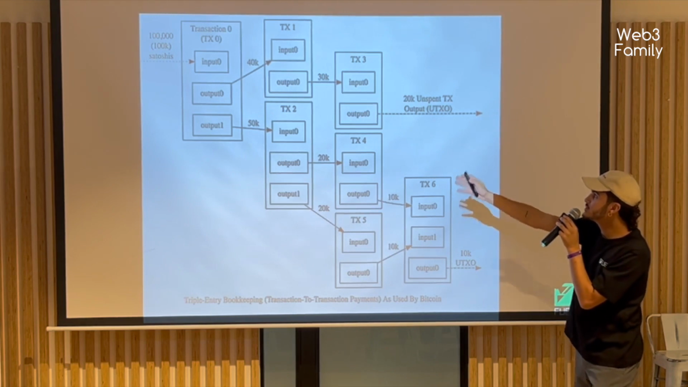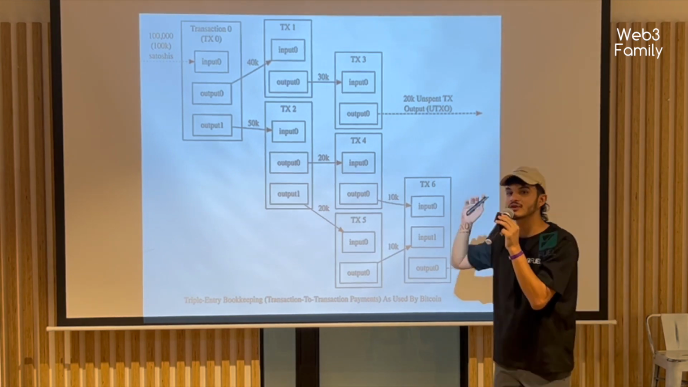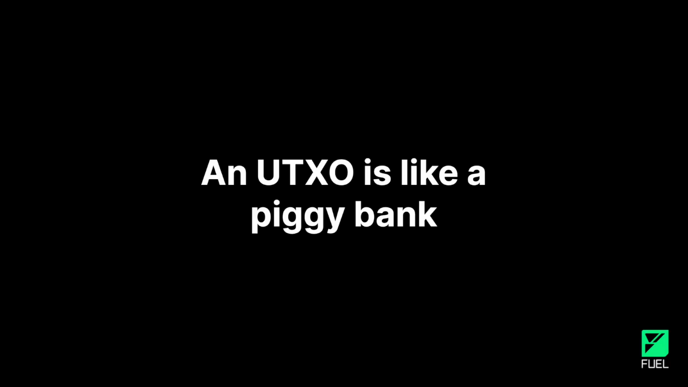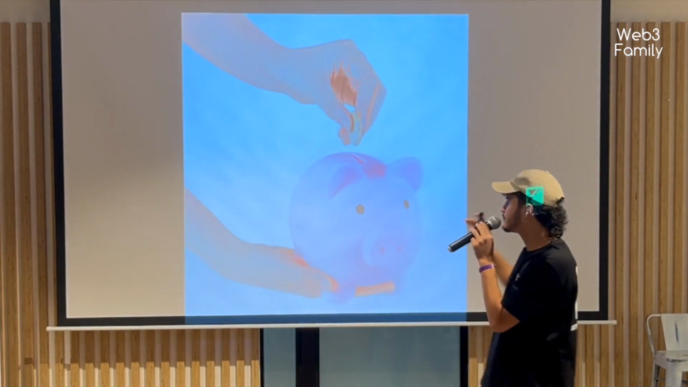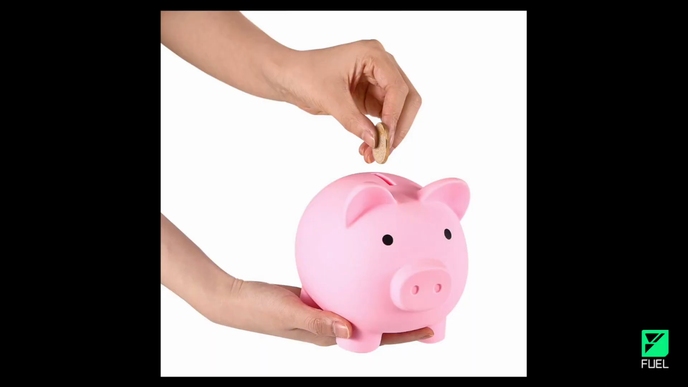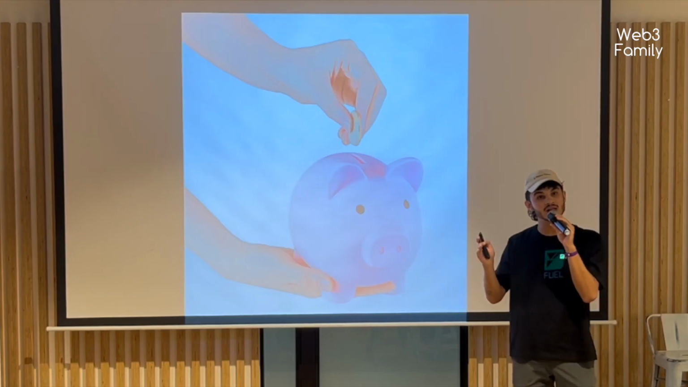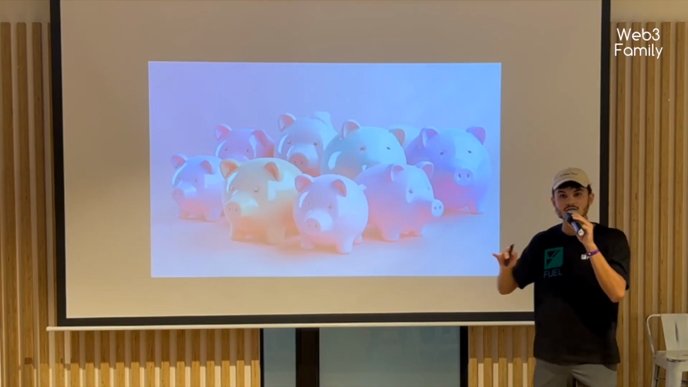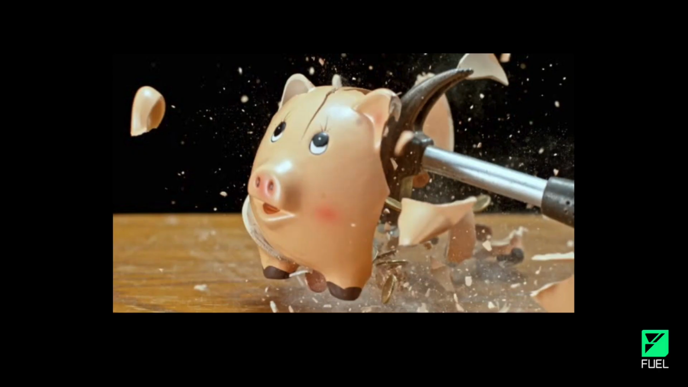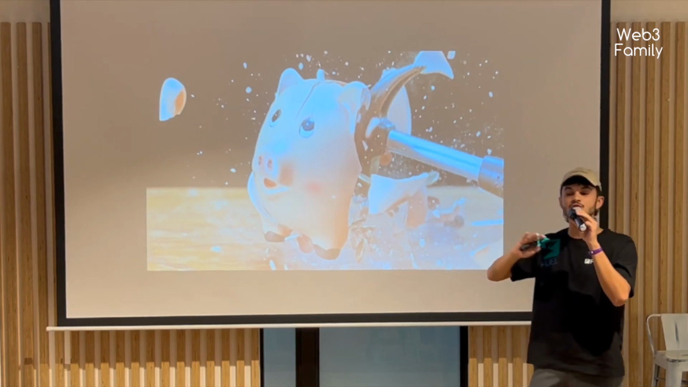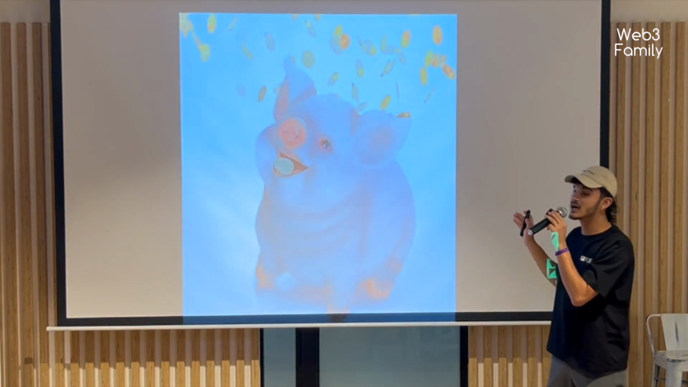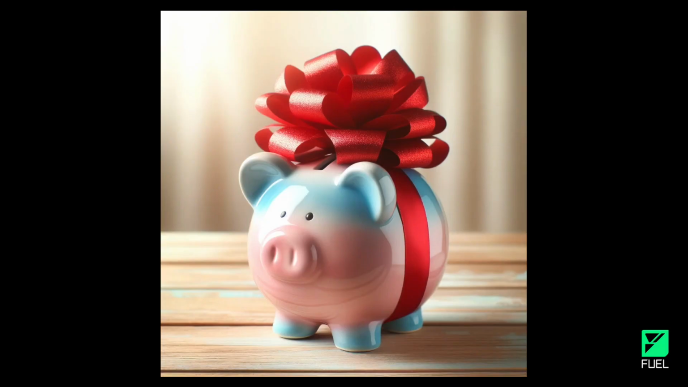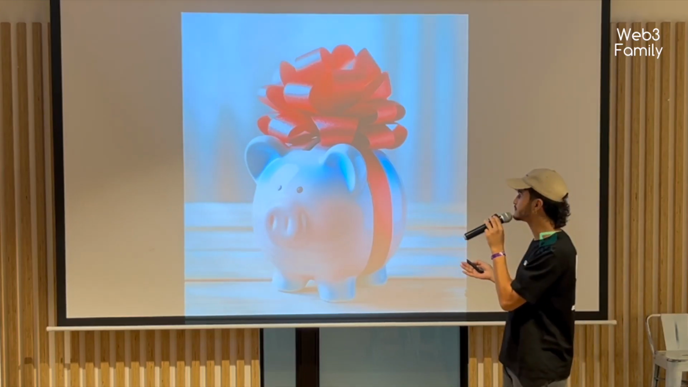You have transactions, and these transactions have inputs and outputs. So the UTXO might be like a piggy bank. You put money inside a piggy bank, and that piggy bank has a balance. And for your account, you have multiple piggy banks. If you want to spend one of these piggy banks, you have to destroy it completely, as many as you need, and create a new piggy bank that you are going to send to the recipient of the transaction.